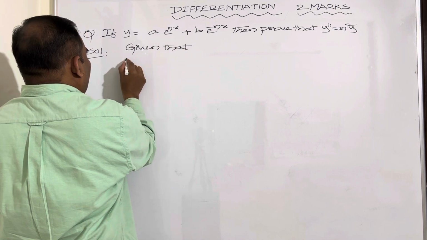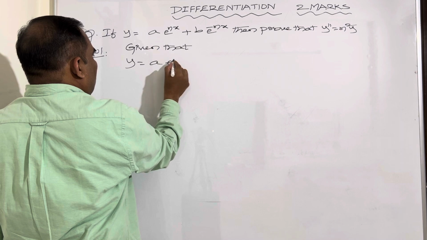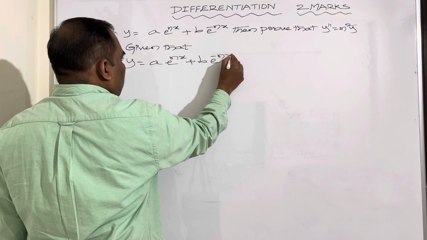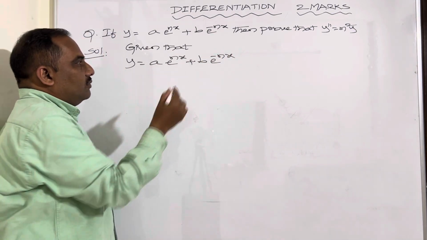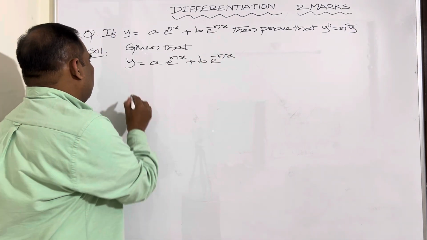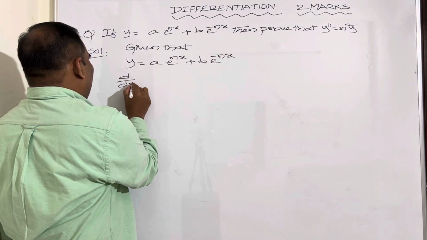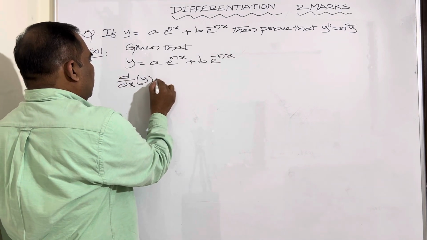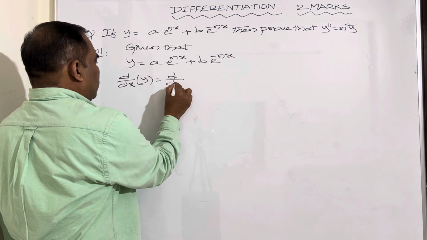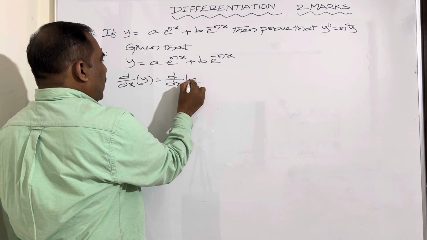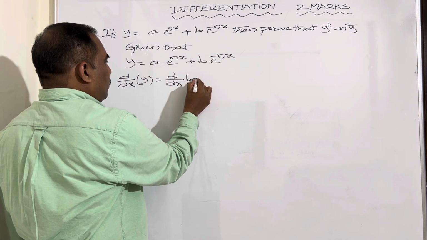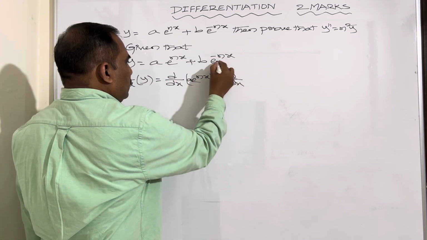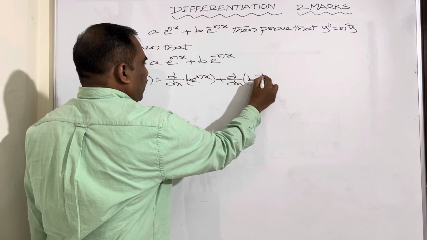y is equal to a into e to the power of nx plus b into e to the power of minus nx. Now differentiating with respect to x on both sides. So now d by dx of y, which is nothing but y dash. So d by dx of y is equal to d by dx of a into e to the power of nx plus d by dx of b into e to the power of minus nx.